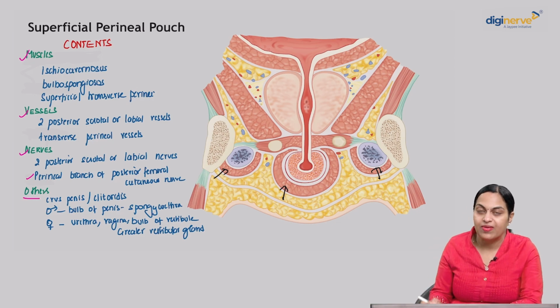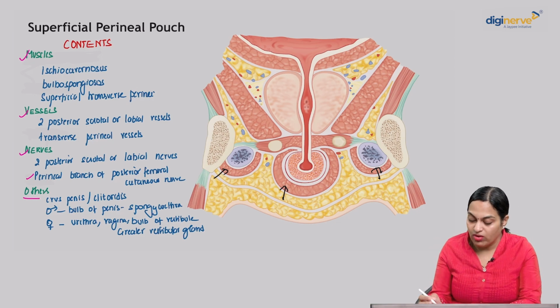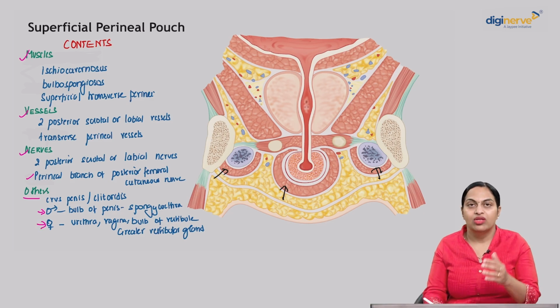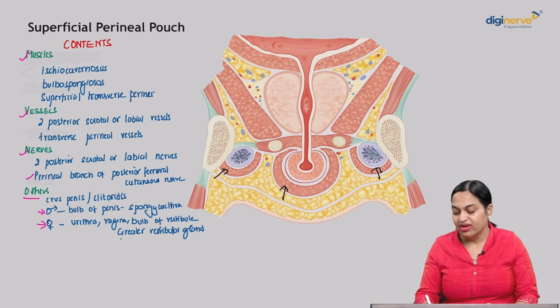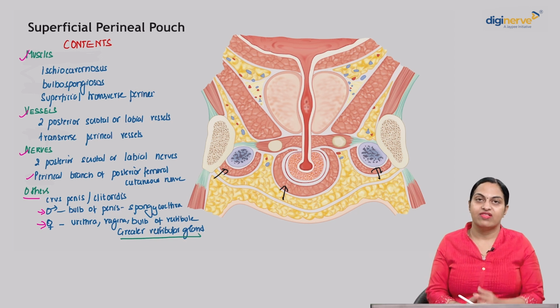Apart from this, the crus penis or clitoris, in the male, the bulb of the penis traversed by the spongy urethra, and in the female, the urethra, behind that the vaginal opening, and then the bulb of the vestibule, and more importantly, the greater vestibular glands.